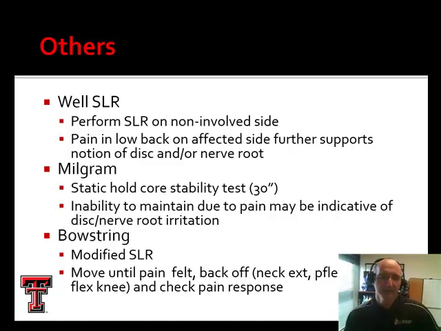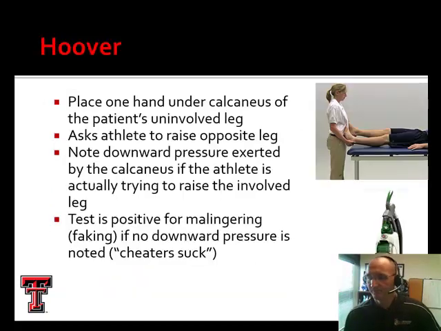Okay, the bowstring test. This is another modification of the straight leg raise. We move them until they feel pain. Almost like the slump sit, but on the table. We then can either extend their neck, plantar flex their ankle, and then flex their knee and check to see for pain response. So bowstring is pretty much a supine slump sit.